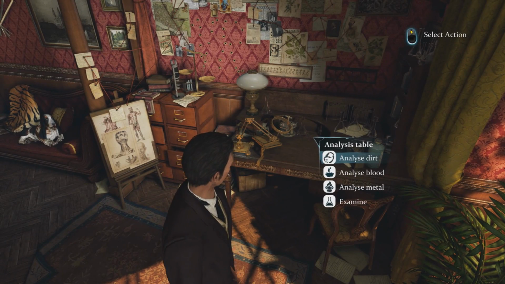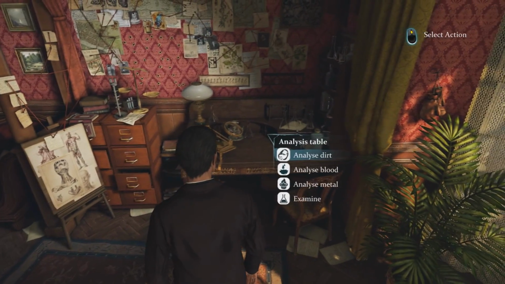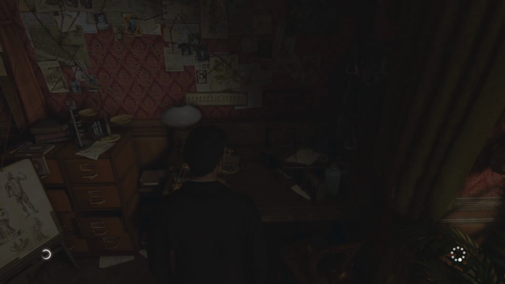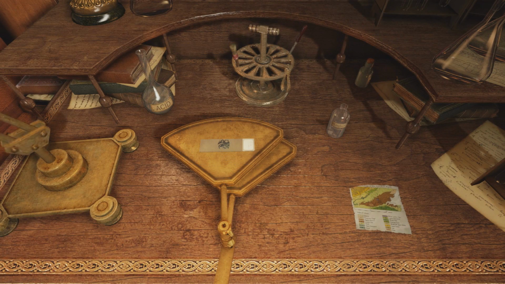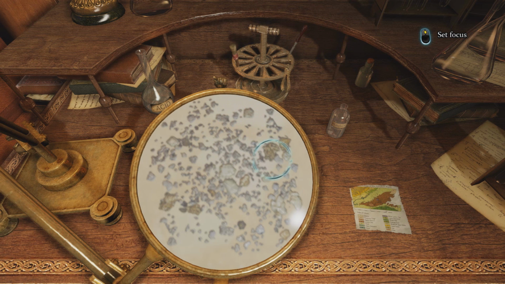Alright, well, let us... Wow. Analysis table. Wow. Okay. Analyze the dirt. Is there anything? Do I need to do something with these? Set focus.